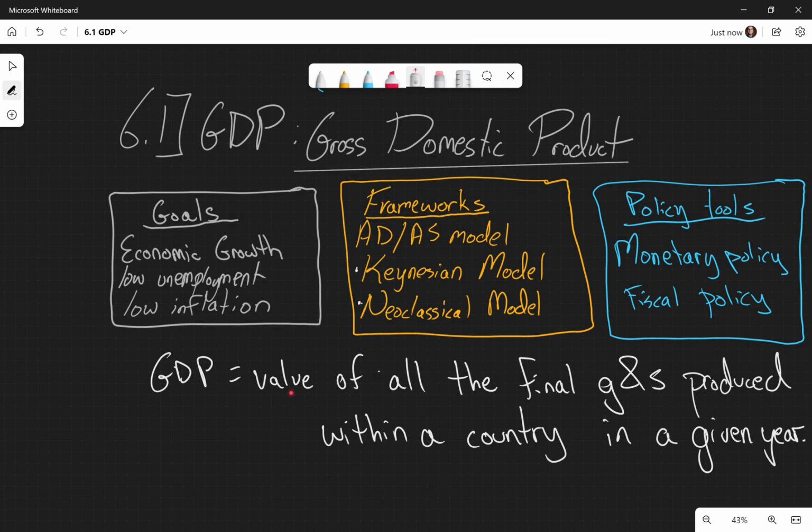That everything is using the same units, right? So instead of 6 apples plus 7 oranges plus 18 hats, how do you add those up? We just add up the monetary value of all of them. So this is the dollar value of all of the, and the next important part is the final goods and services, right? So we'll talk about this explicitly, and we'll talk about what are called intermediate goods and services.